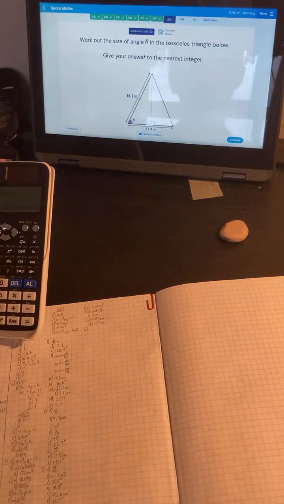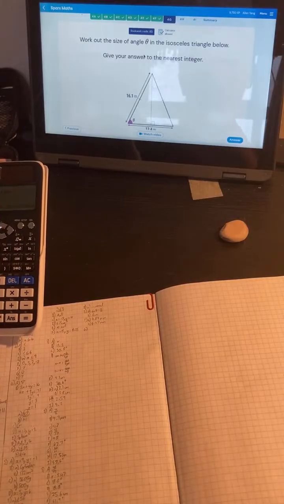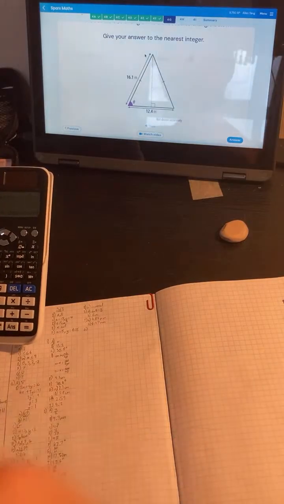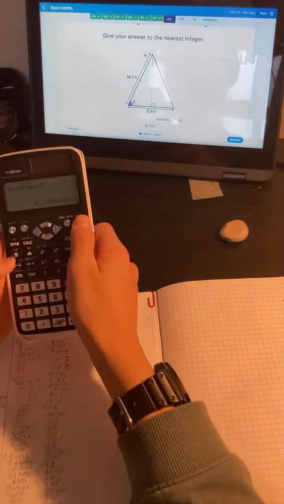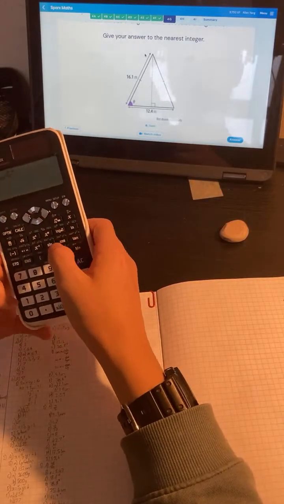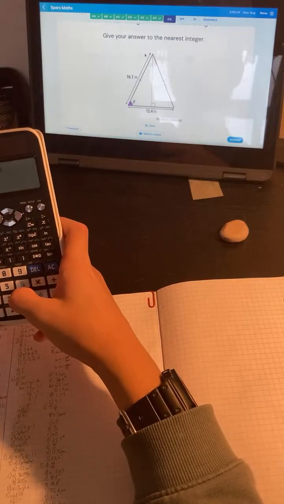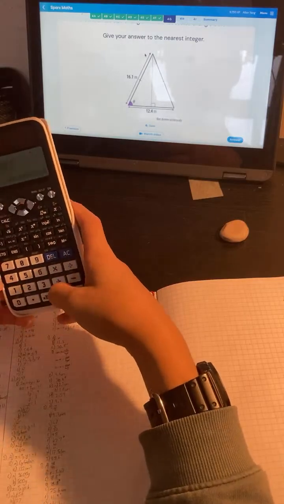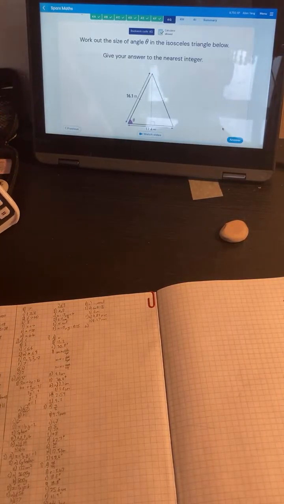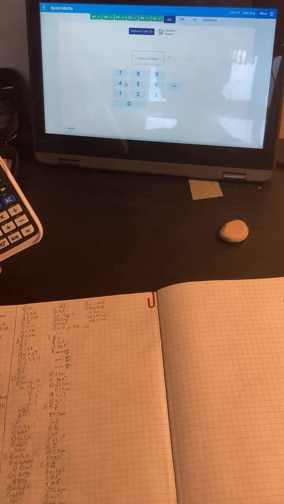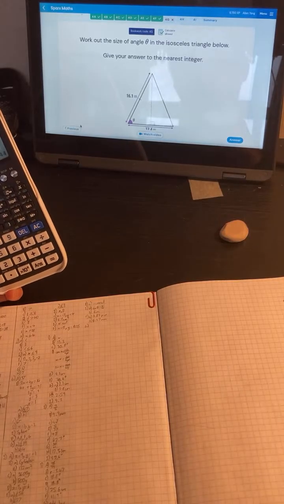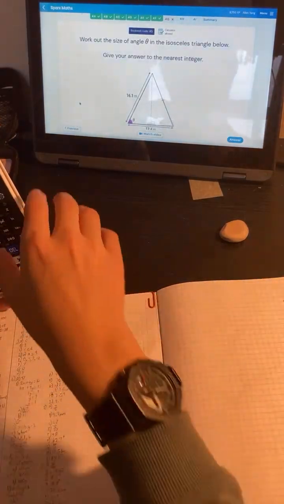Work out the size of angle theta. The isosceles triangle. So, adjacent over hypotenuse. So that's going to be inverse cosine 12.4 over 16.1. 39.6. What's the rounding nearest integer? So 40 degrees. Nope. What have I done wrong? Oh yeah, I have to half it.